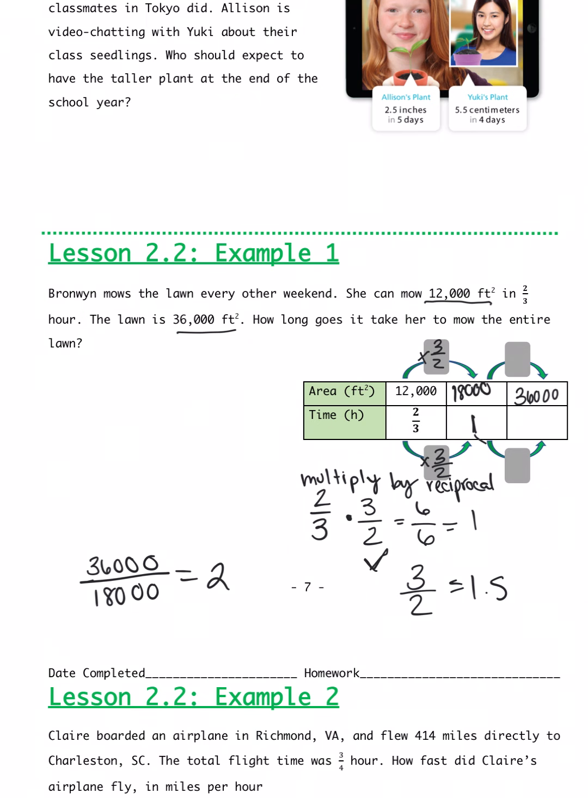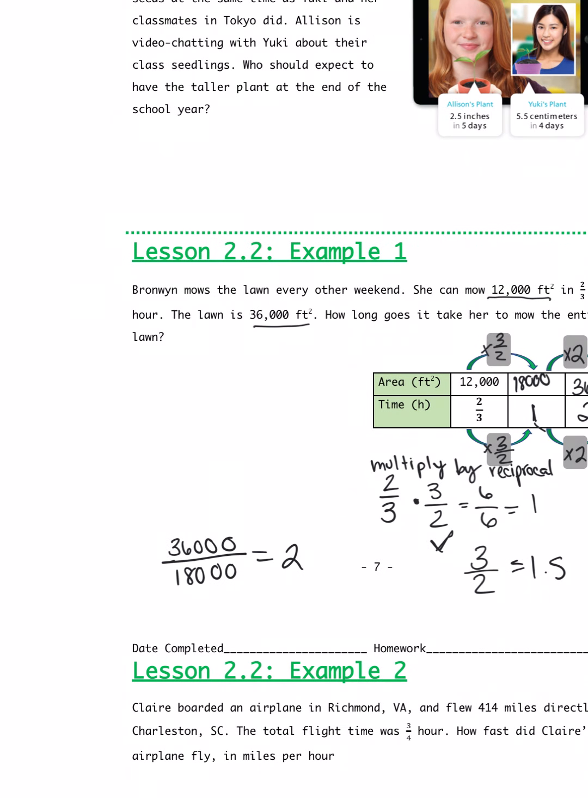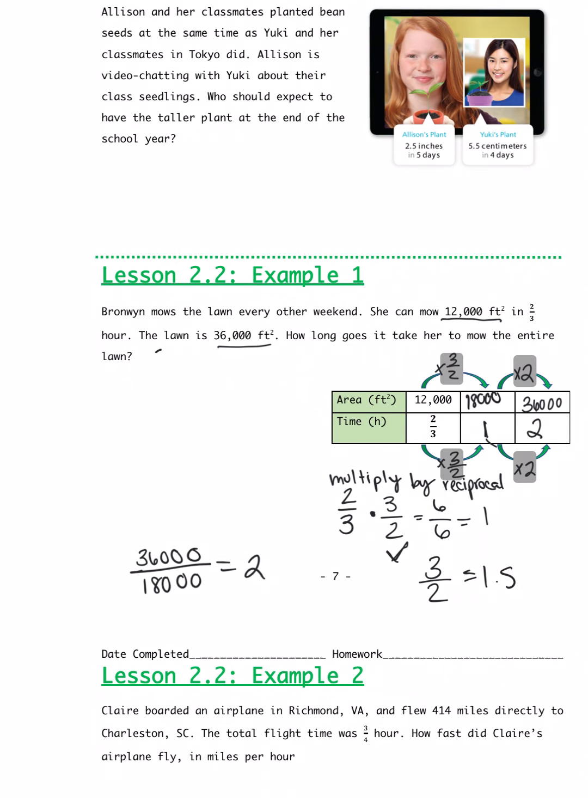So in order to get from 18,000 to 36,000, we multiply by 2. So we're going to multiply by 2 here. So to mow the entire lawn, it takes her 2 hours. So how long does it take? I'm going to make this a little smaller so we can fit it past my stuff. 2 hours. Now that's if we're using a table.